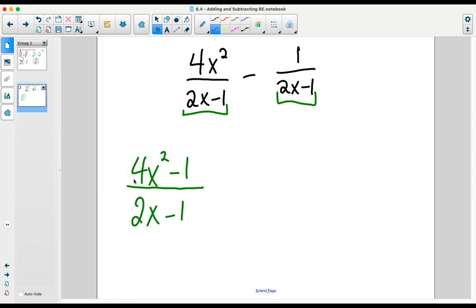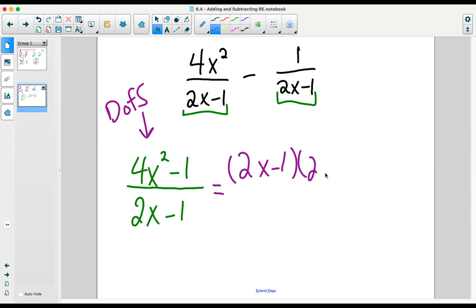Resist the temptation to just start crossing out the 4 and the 2 and the x and the x. We talked about that in previous lessons. But we want to make sure we're exhausting all of the possibilities for simplification. And you should notice that on the top, this is a difference of squares. Because we see that difference of squares, we should try to factor it, and it comes out to be 2x minus 1 and 2x plus 1, all over the denominator of 2x minus 1.